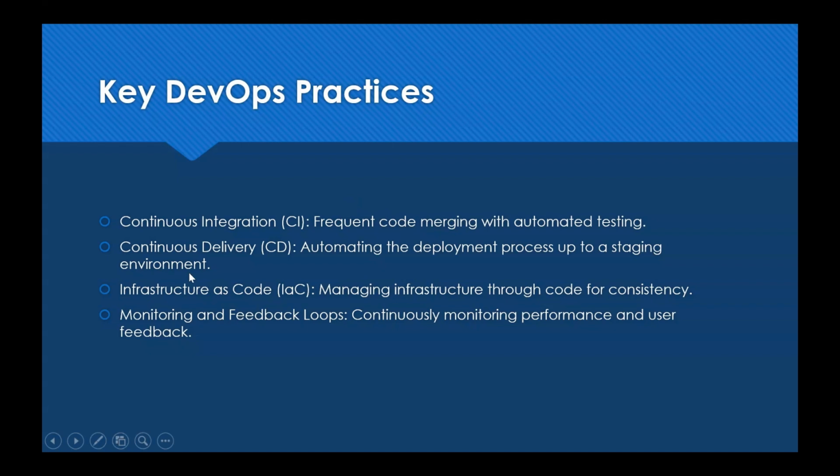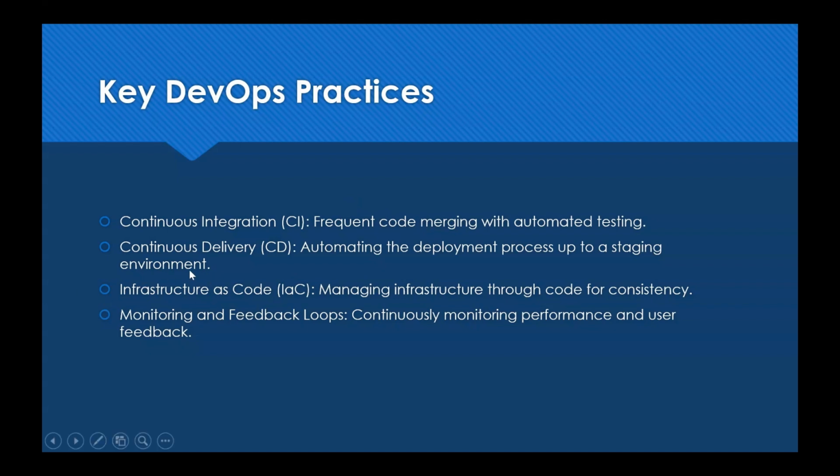What is continuous delivery? Automating the deployment process up to a staging environment. Whenever your continuous integration pipeline is complete, we run the continuous delivery pipeline to deploy our changes, or deploy our code, till the staging environment. And in production, we approve the pipeline manually for the production environment in case of continuous delivery.